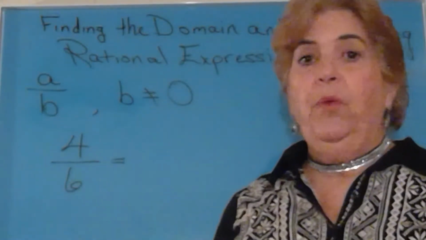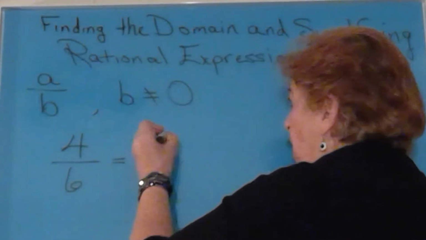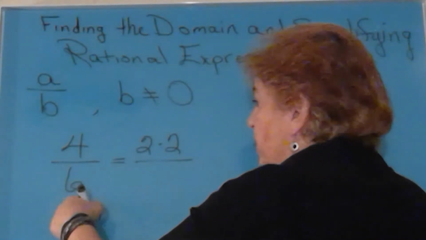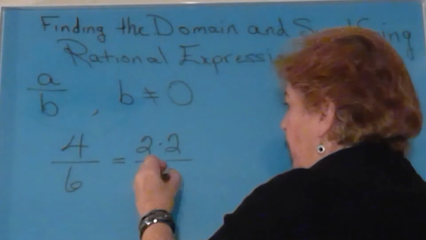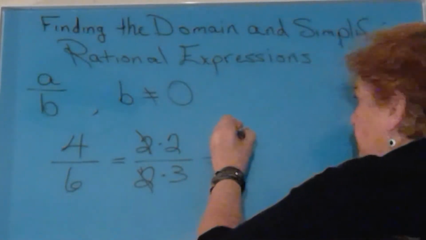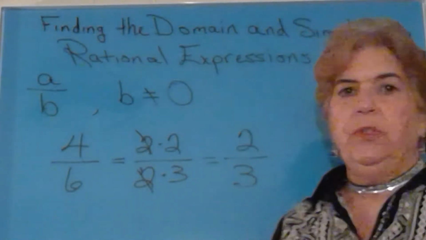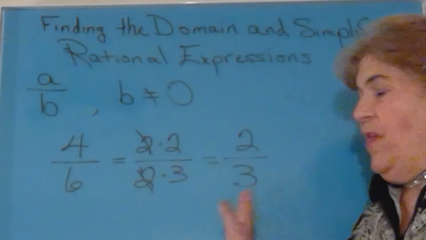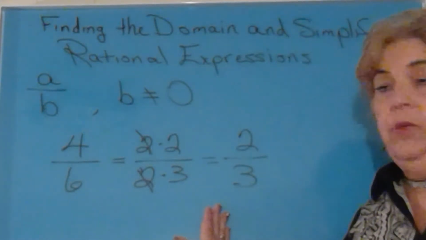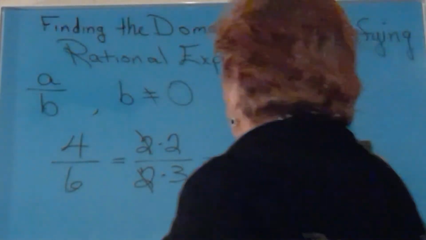But when you look at 4/6, you say that 4 is 2 times 2, and 6 is 2 times 3. If I divide out the 2's, that's the same as 2 over 3, or 2/3. That's the method we're going to use to simplify rational expressions. So, let's look at some sample problems.